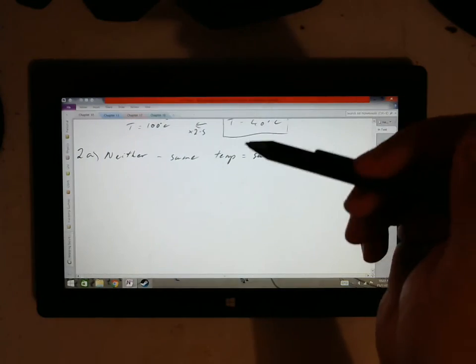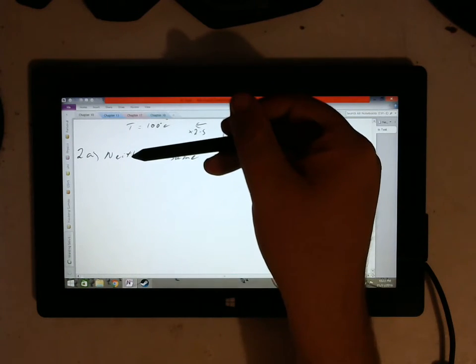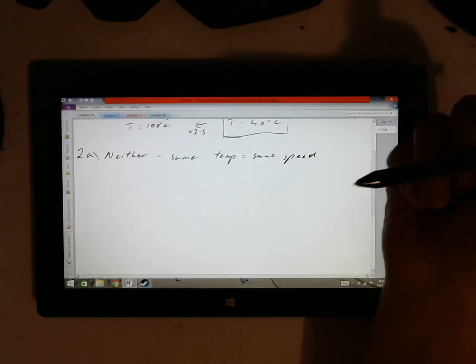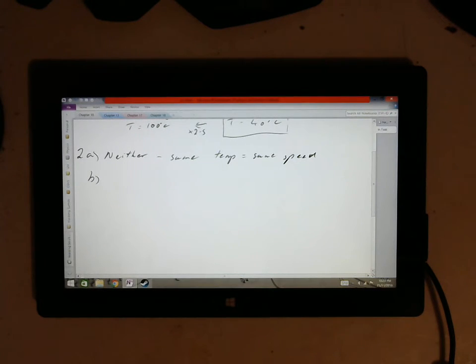Now, if this was a C level question, the neither bit would be giving us the C. This bit here would be pushing up to a C+. So do try to use answers like that.